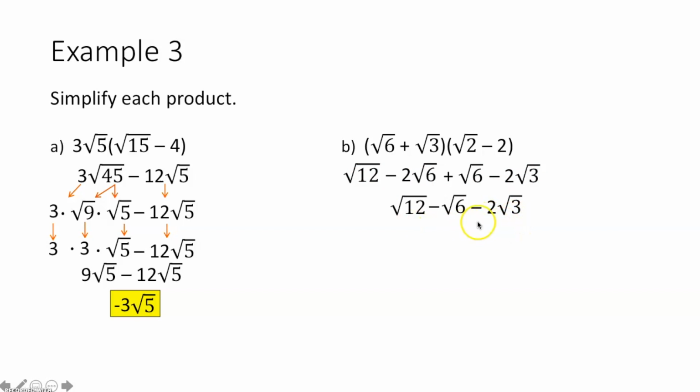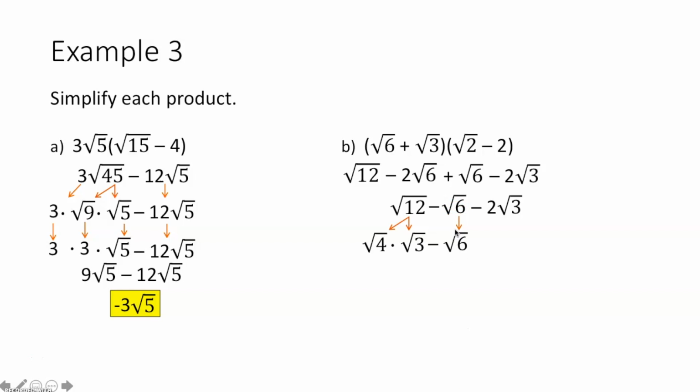Now, can we simplify this any further? Well, it doesn't look like it, but yeah, we can break up this rad 12. Let's try doing that. So what perfect square goes into rad 12? We know 4 does. So we break up rad 12 into rad 4 times rad 3. The negative rad 6, we can break up rad 6 into rad 2 and rad 3, but neither of those are perfect squares, so it wouldn't make any difference.